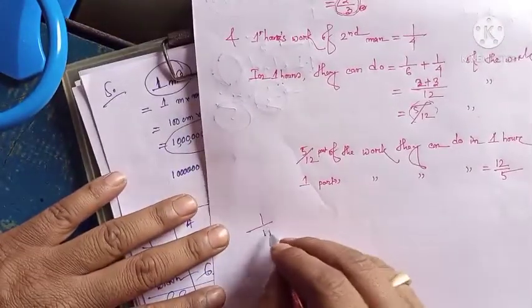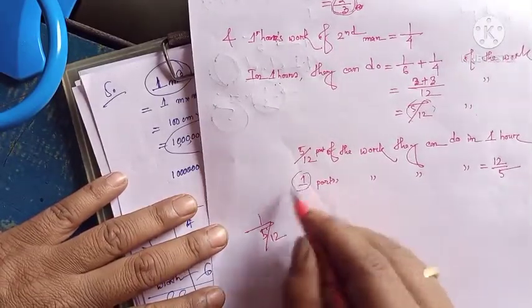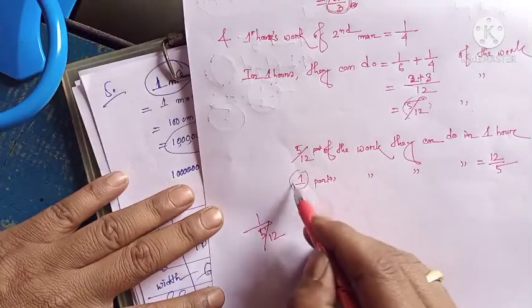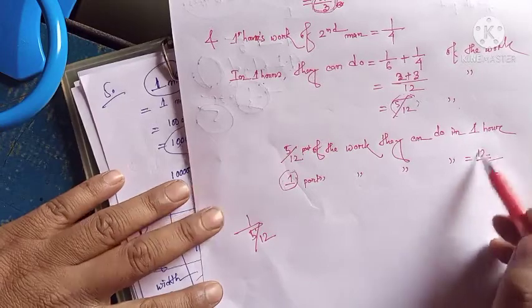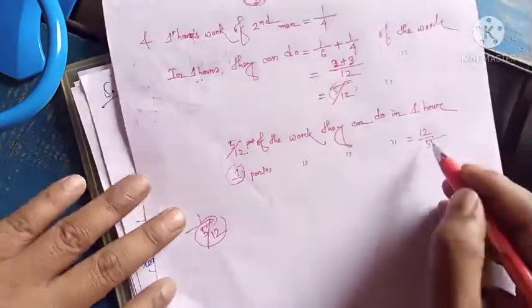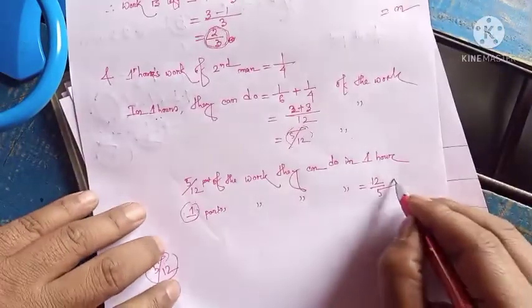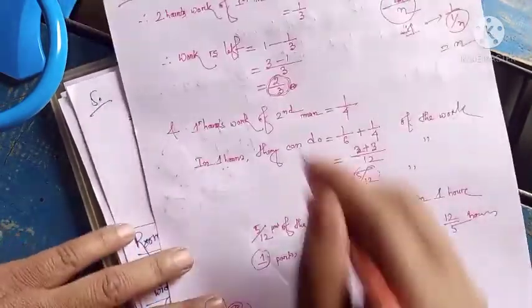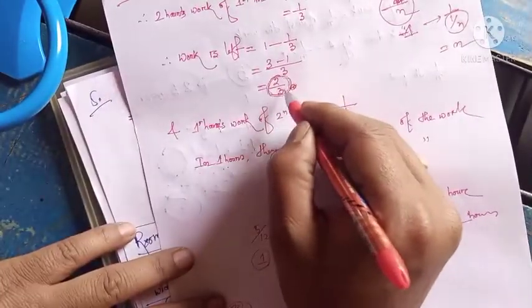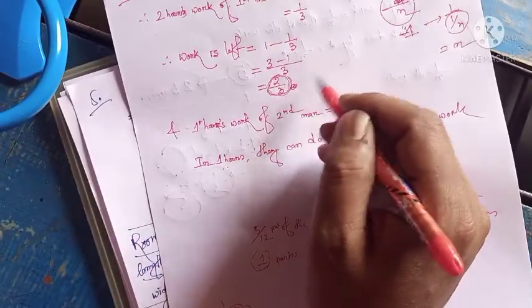Okay, here 1 by 12, 5 by 12. In the unitary method we know that if we find 1, we need less time. Okay, so division, that means 1 divided by 5 by 12, so 12 by 5. Okay, 12 by 5 hours. Now the question is how much time is needed to do 2 by 3 of the work.